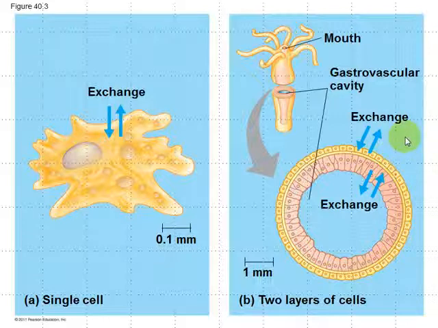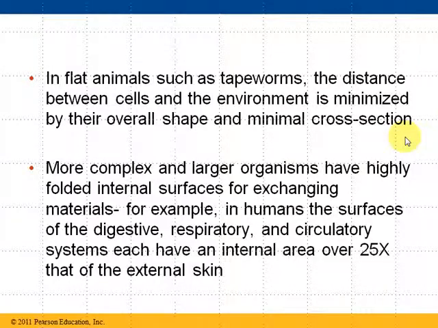Now when you get up to more advanced creatures, you start to have some issues that you have to work around. If you're a creature like a flatworm, like a tapeworm, you still have a lot of surface area because of your shape. The distance between the cells and the outer environment is very small because of your shape. It's minimized. So it's still easy to get materials in and out.